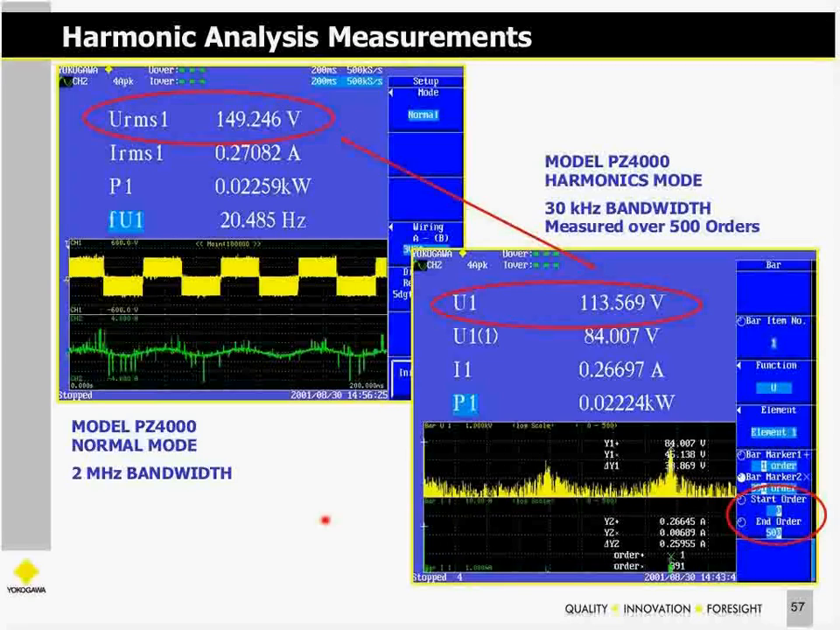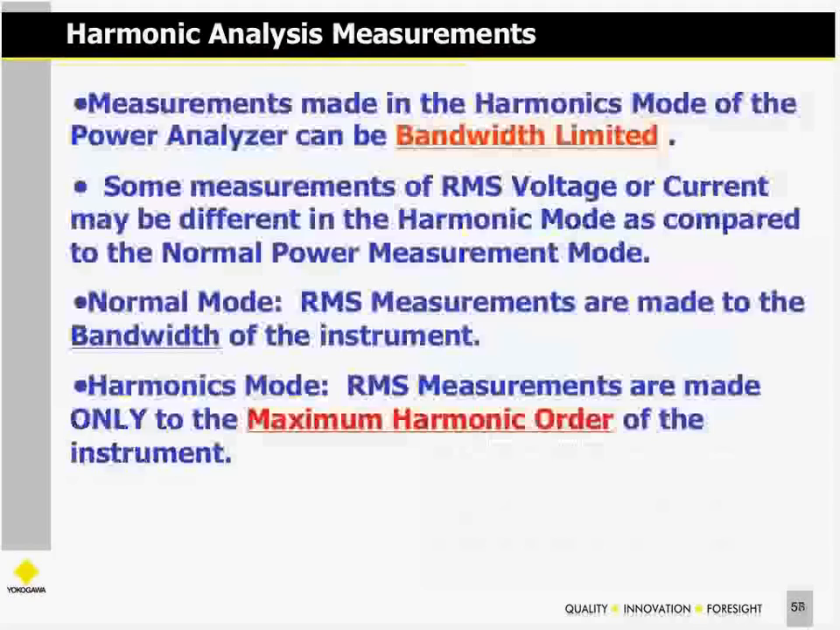A lot of times I get calls, hey, Bill, I think my instrument's broken or out of calibration because my voltage in the harmonics mode is much lower than the true RMS voltage measurement in what we call the normal mode. Just got to remember how the instrument works and how it's being used. So the measurements made in the harmonics mode can be bandwidth limited. Some measurements of the voltage and the current can be different between the harmonic mode and what we call the normal mode.